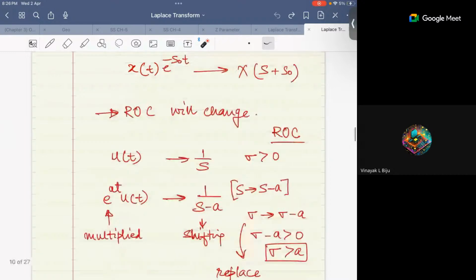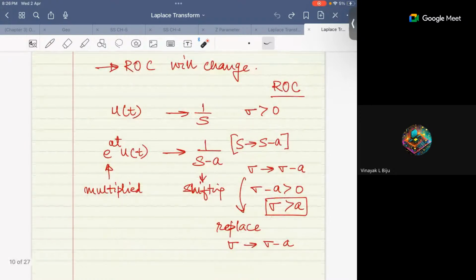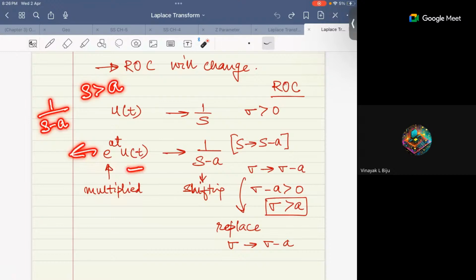Here also, for example, you were having u(t). For u(t), you already know that the Laplace transform is 1 upon S with sigma greater than 0. That is the ROC for the u(t) function. Now, for example, you're multiplying e to the power at. For e to the power at, what is the Laplace transform? 1 upon s minus a, that we have seen earlier, and s greater than a, because this is a right-handed signal. Your ROC will also be on the right-hand side of your pole.